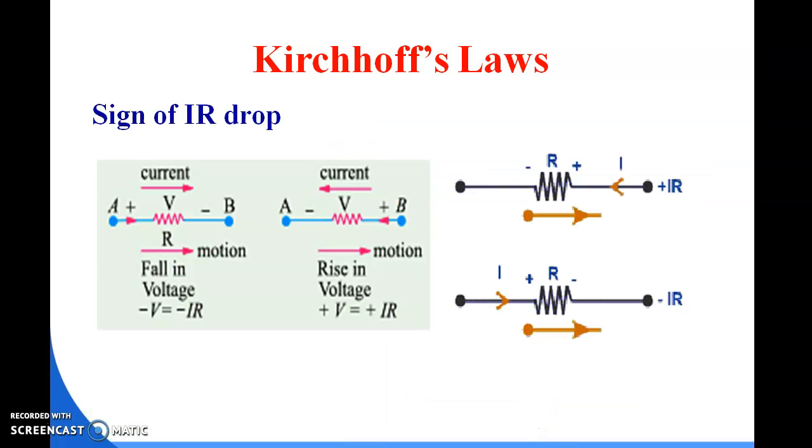Then the sign of IR drop. When current flows through a circuit, the fall in voltage is equal to minus IR and the rise in voltage is equal to plus IR. When current flows from left to right, the IR drop is positive, and when it is from right to left, then it is negative. Only the sign convention differs, otherwise the magnitude is the same.